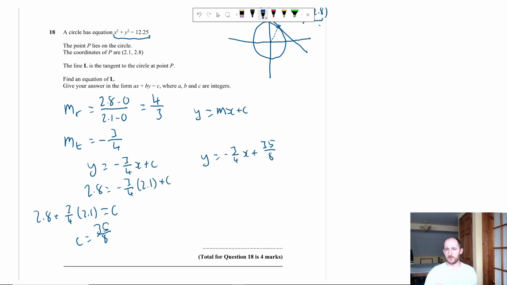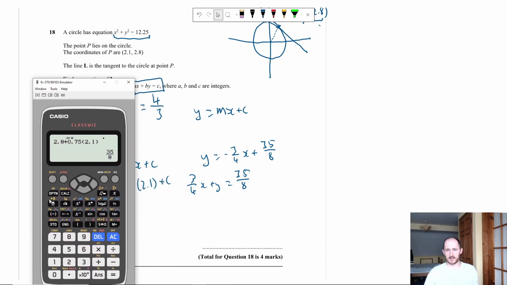Now if I have a look at the form it's giving me, it's ax plus by equals the integer. So I'm going to move the x to the other side. So we get 3/4 x plus y equals 35/8. But if you look, all of my values should be integers, and if you notice, I actually don't have a b in this case. So I need to make these integers, and if you notice, we have a 4 and an 8. So I need to multiply through by the biggest denominator, which is 8. So if I do that, well, actually I'll use a calculator just to make sure you guys see exactly what I'm doing. The 3/4 times 8 is just going to be 6.